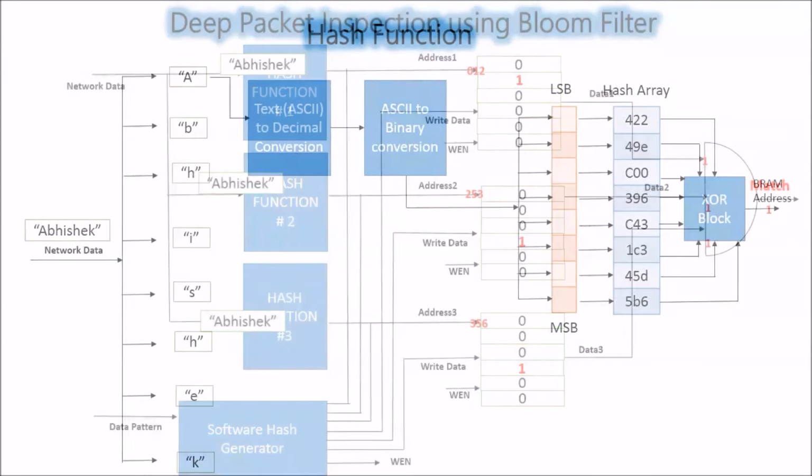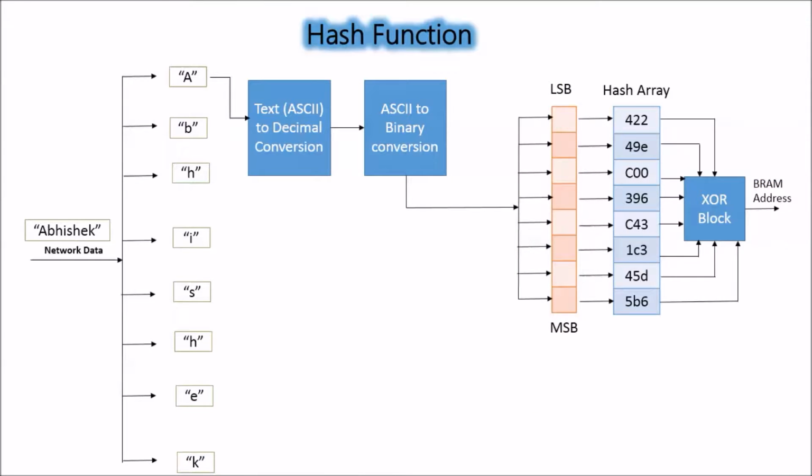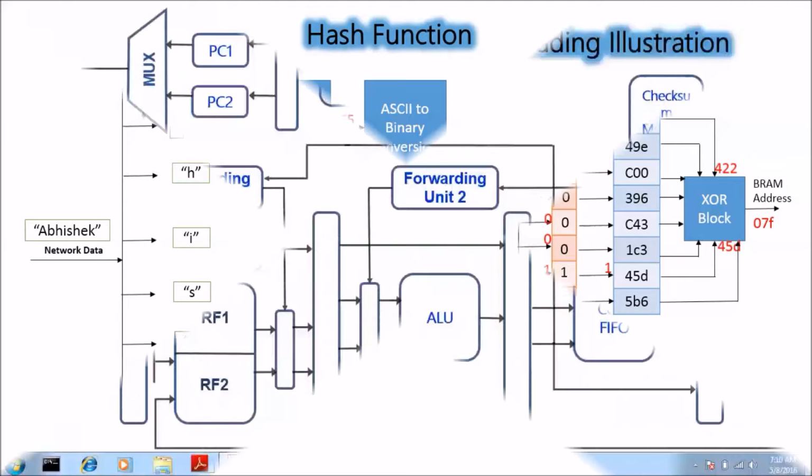Now we will see how the hash function works. Suppose the pattern Abhishek is there. It gets split into corresponding letters, and accordingly ASCII conversion takes place, which generates the binary values. The least significant bits are used to fetch the corresponding elements from the hash array, and accordingly XORing is done for all the elements to generate the address for the BRAM block.